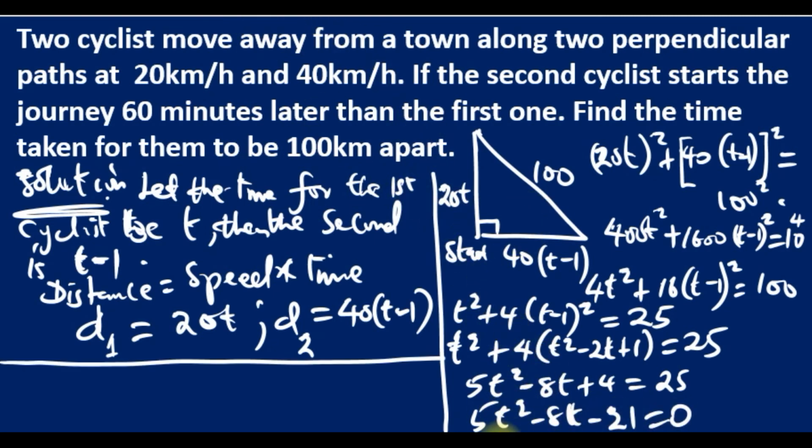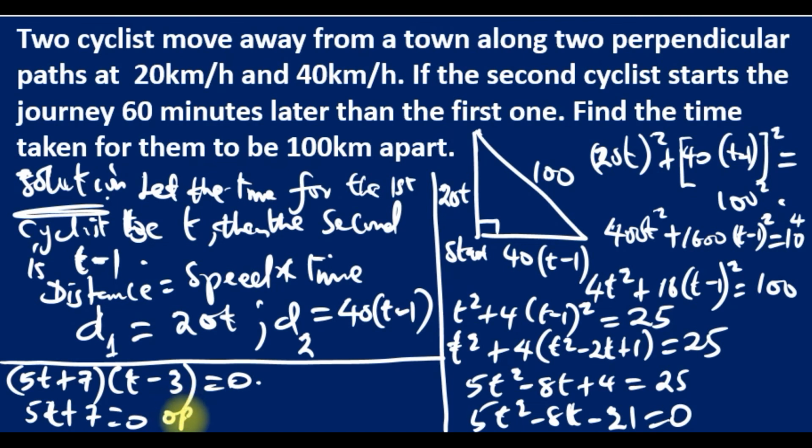So we can solve this by factorization. We have 5t plus 7 times t minus 3. If you open up this, that's what you get: 7t minus 15t, so minus 8t. Okay, we are correct, equal to 0. And the product of two numbers to be 0 means that one must be 0. So either the first one is 0 or the second one, which is t minus 3, equal to 0.